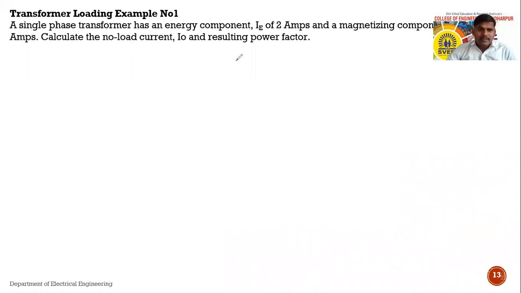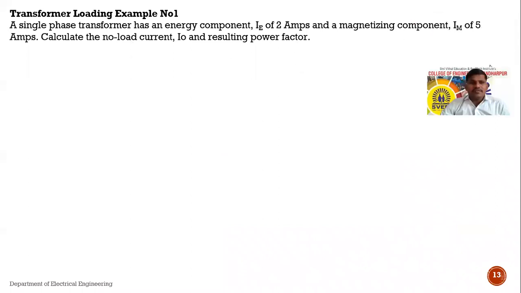Yes, sir. Okay. In this way, we will conclude today's lecture and we will stop. Here is one example, one problem. All of you take a screenshot and find the value of I0 and the resulting power factor. Calculate the no load current I0 and the resulting power factor.